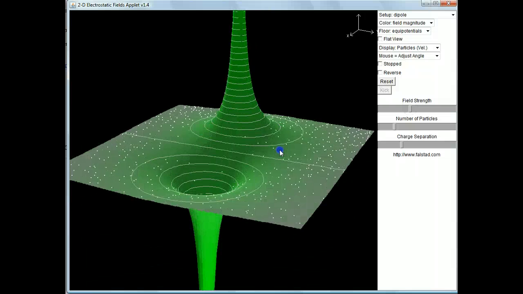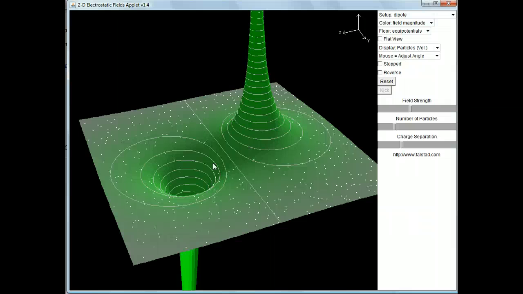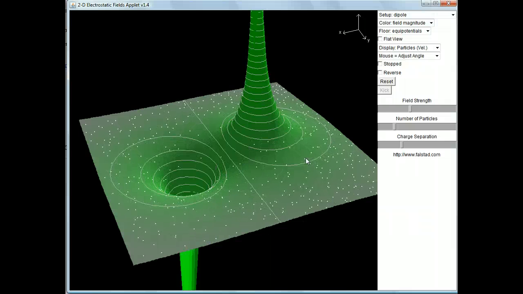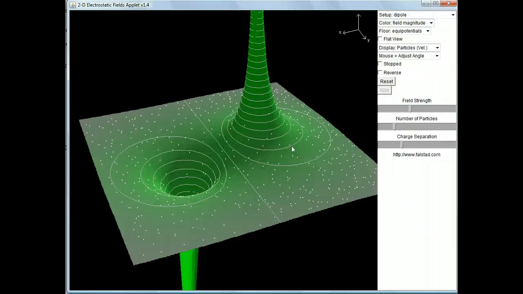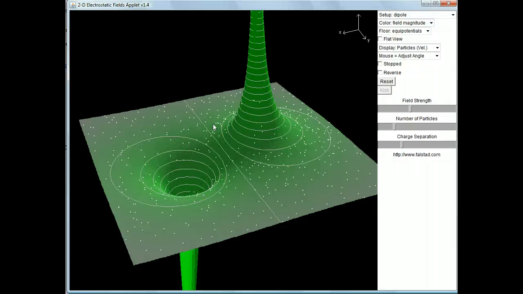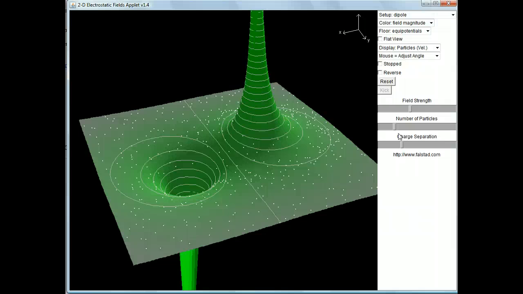I just reduced the field strength by quite a bit. So the field strength isn't very strong anymore. And you can see there's not a whole lot of movement out here. But you do see this sort of general swirling around. They're coming out this way, they're swirling around over this way, and vice versa. But most of the action is in between these two things.